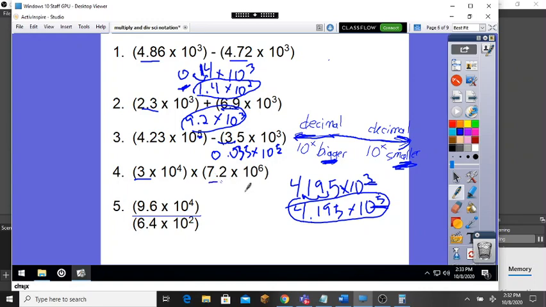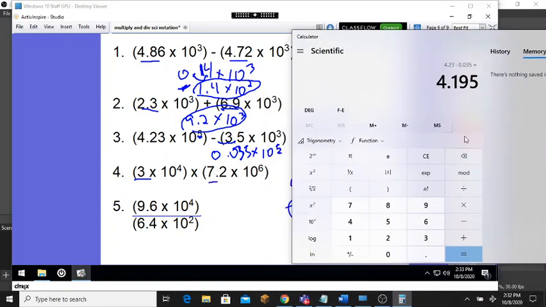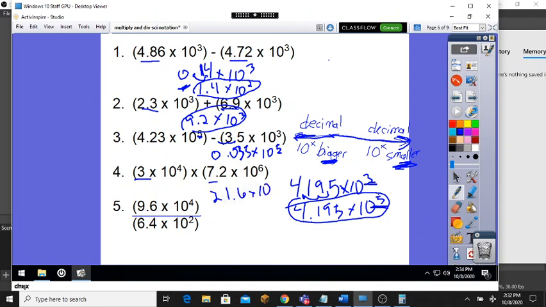So let's multiply 3 times 7.2. 21.6. Now we're multiplying, okay? So when you're multiplying the exponents, you're supposed to add them. 4 plus 6, 10. And this decimal, it has to be like this, okay? So if I move it over to the left, I'm going this way, I have to make the exponent larger. And I just moved it once, therefore it's a 11, okay? 2.16.